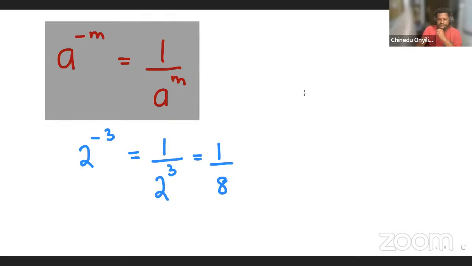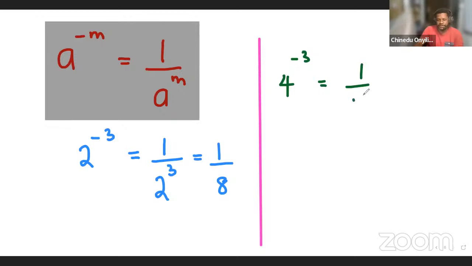In the same breath, I have to split my screen so I can take some more examples here. Say we have to work this out: 4 to the power of minus 3. This will be the same thing as 1 over 4 to the power of 3. And if you simplify further, 4 to the power of 3 means 4 times 4 times 4, which is 16 times 4, 64. So it'll be 1 over 64.